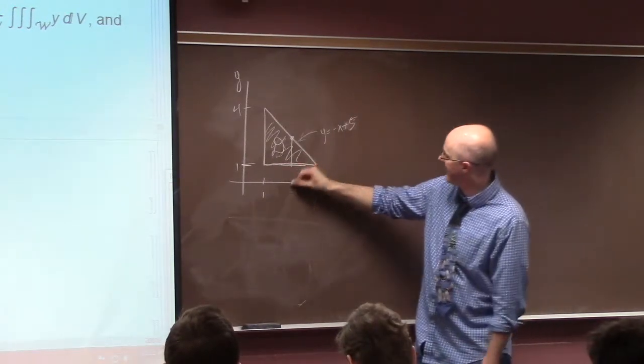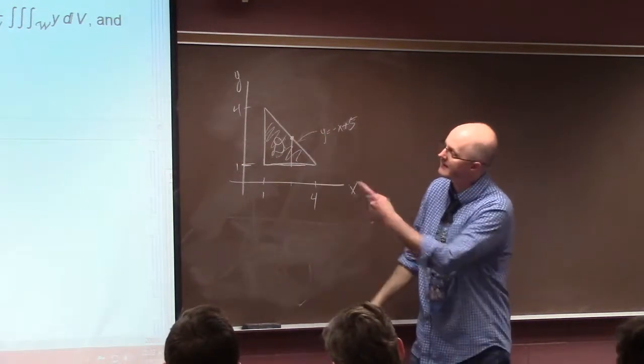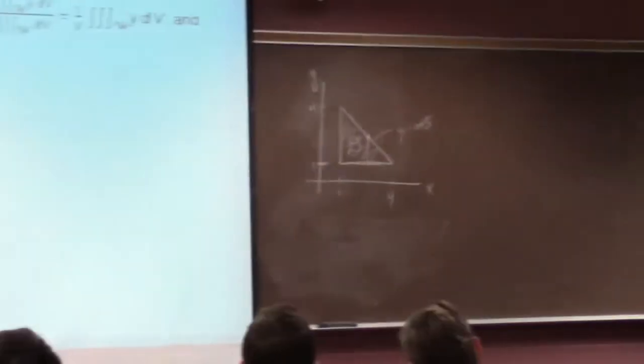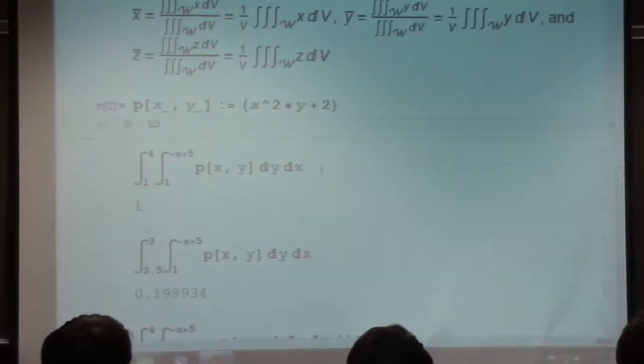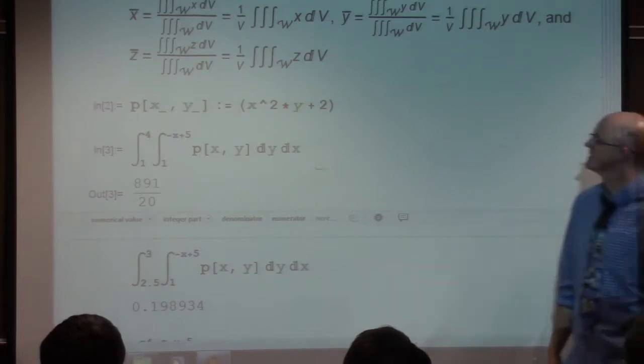So for a fixed x, that's the second coordinate of that point in terms of x. And that's the upper limit for the inner integral. When you don't have that factor that I cut out in front of it, the integral is not 1. It's 891 over 20. So this is not a probability density function as is. But you can make an appropriate adjustment to make it a probability density function.